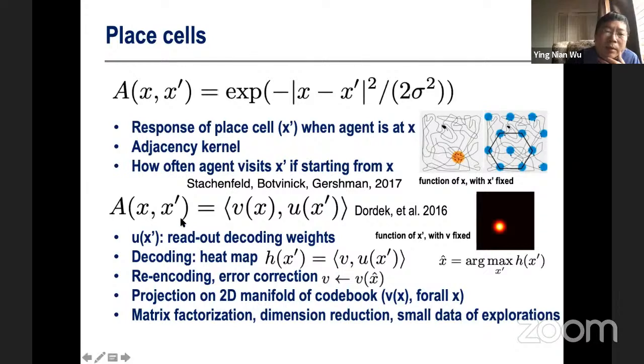And if you look at this, the model is actually a model for matrix factorization. For example, in the recommender system, you have the ratings of customers, and you do this matrix factorization for dimension reduction, because X is 80 by 80. So the dimension of this A is 80 to the fourth power, and you can use the dimension reduction to model this. So this may be useful when a rat explores the environment, so it can quickly learn this adjacency kernel very easily with a small number of explorations.